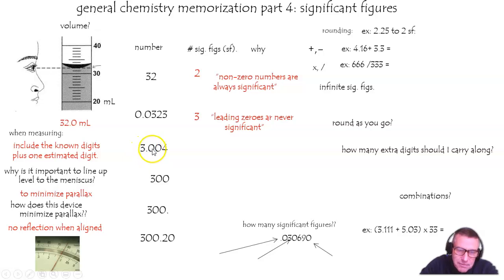Always. Here we got some sandwich zeros. We know that non-zeros always matter. We know that if they're to the left, we dump them. What about if they're in the middle? Well, we just have to say 3.004 times 10 to the 0 here. You can't get away from those central zeros. They're always significant. This has 4 sig figs.